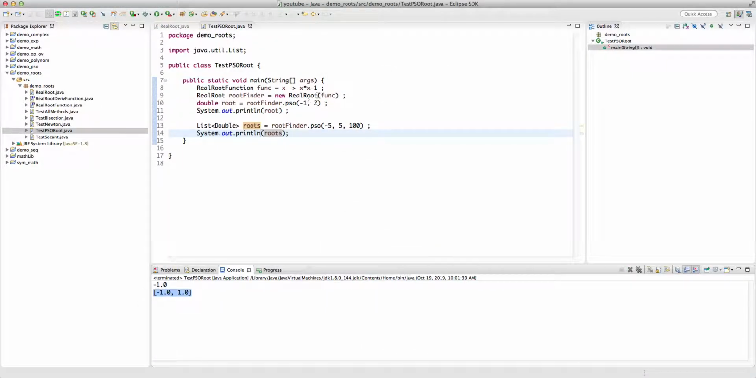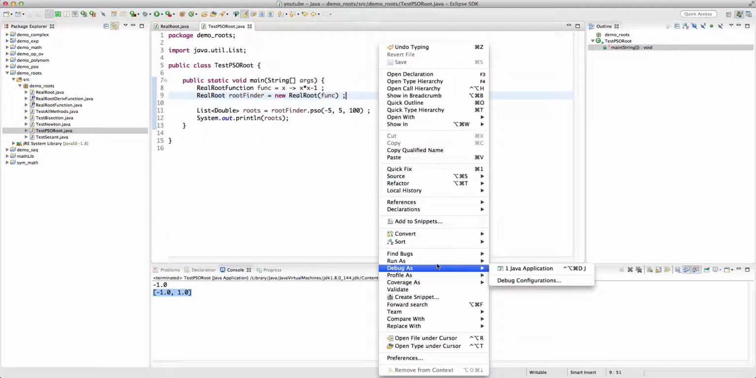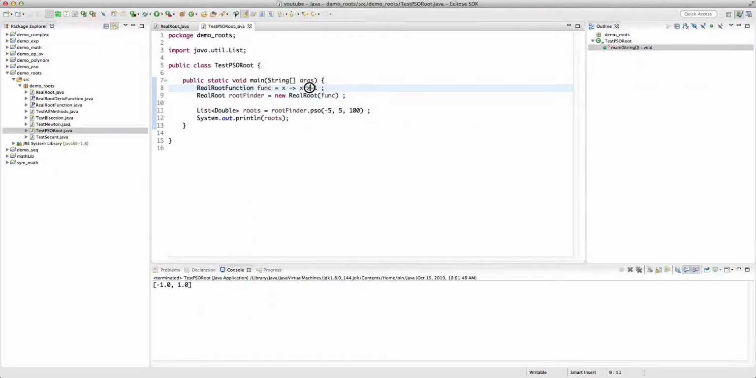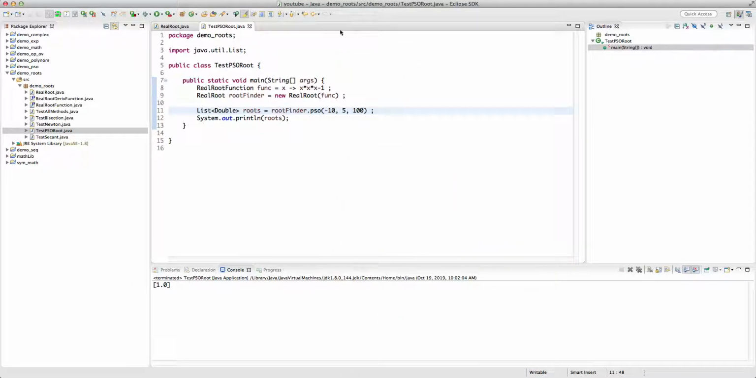No surprise there. Okay, let's remove this, and -1 to 1. And let's change this function a little bit more. X cubed minus 1. So this only has one root. Okay, let's increase this to -10 to 5. Still one root. Pretty fast, very convenient.